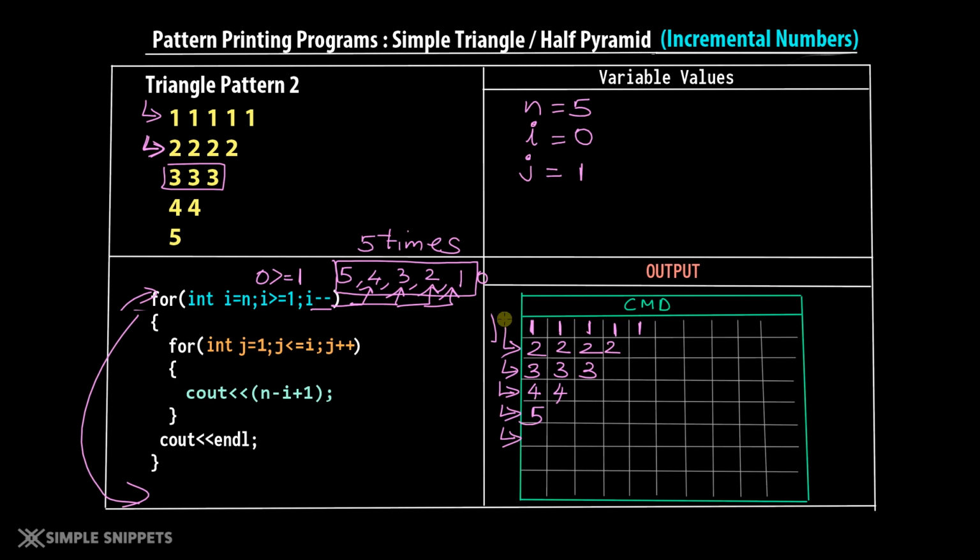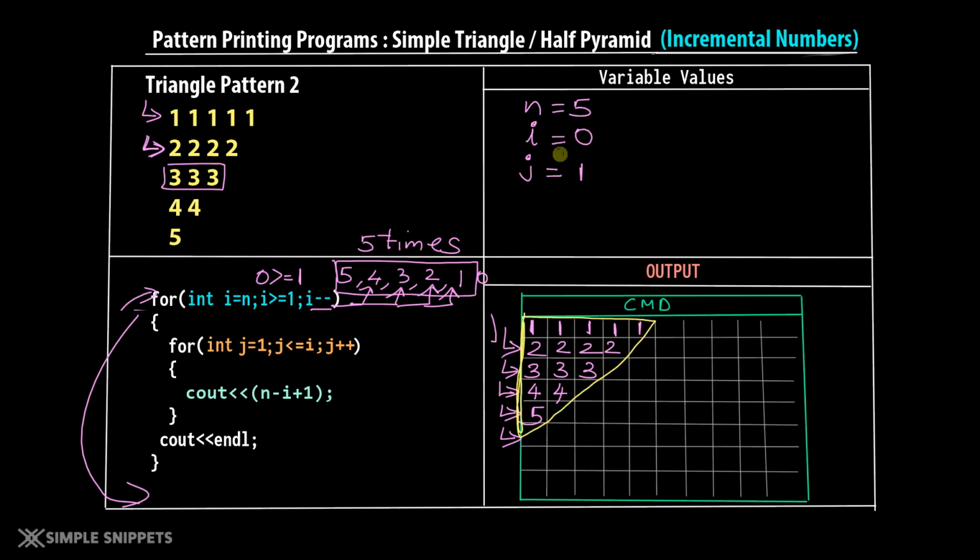And if you observe the command prompt, we have basically got our output like what we want. We have printed a reverse triangle and we have printed the numbers that we want in the incremental way. Okay, so this was pattern 2. I hope you've understood step by step because we've dry run the entire for loop.